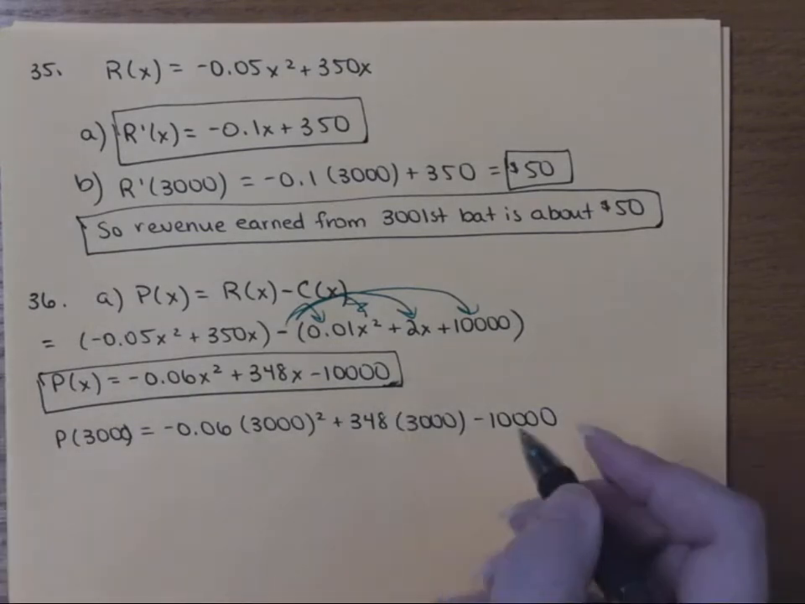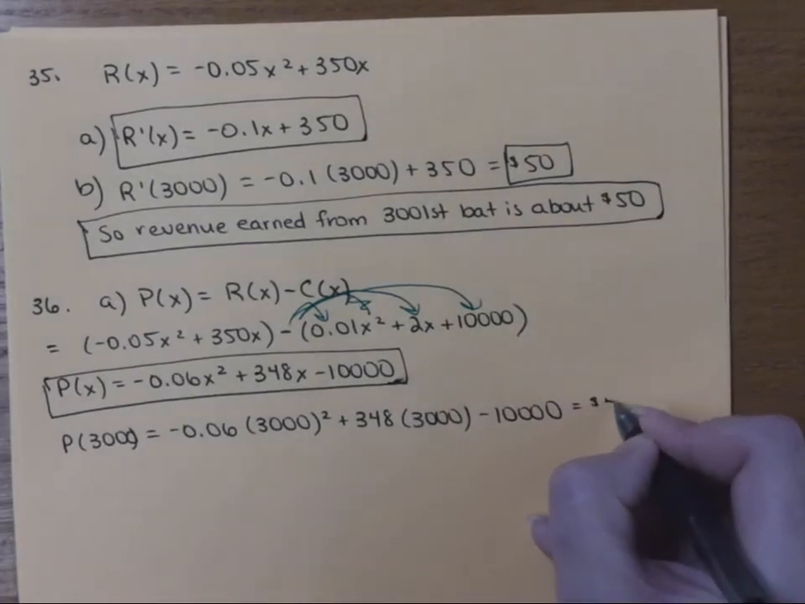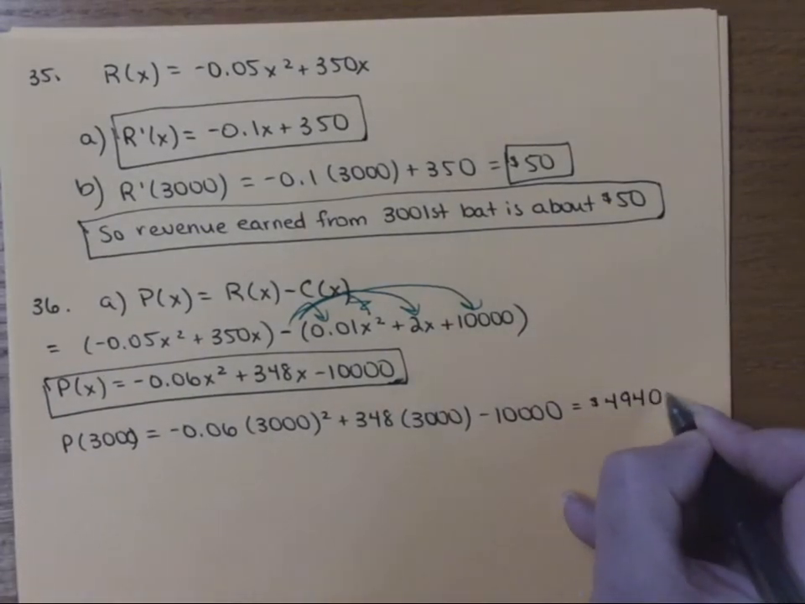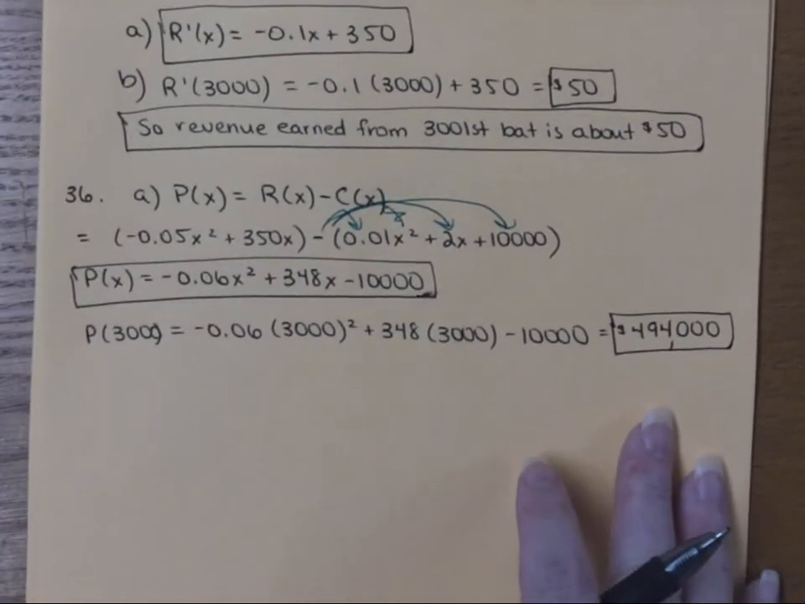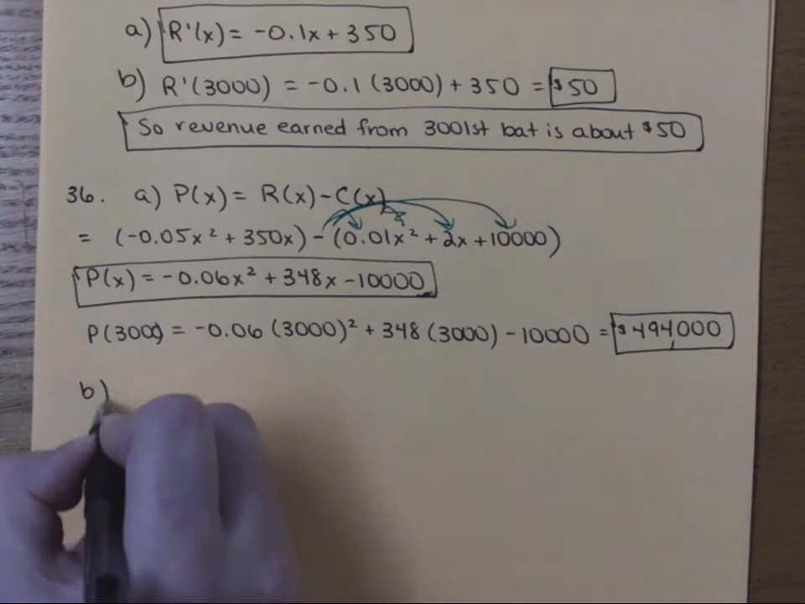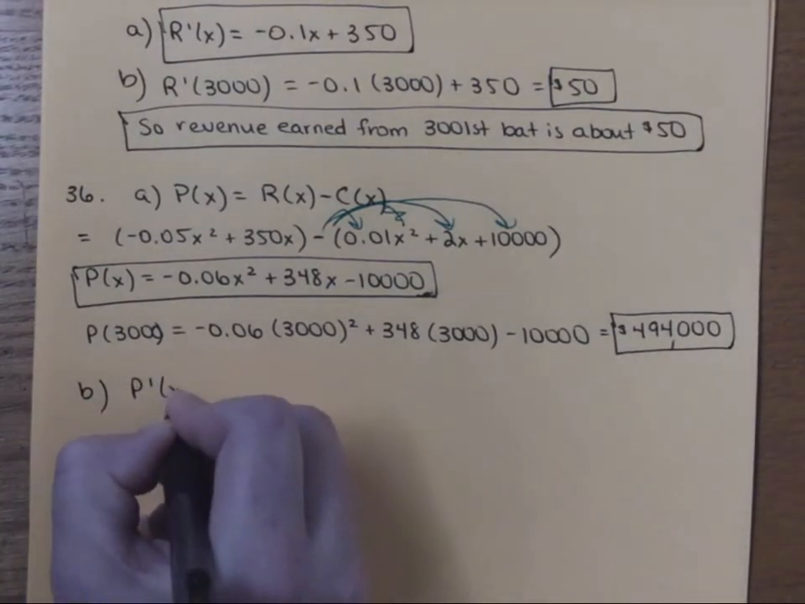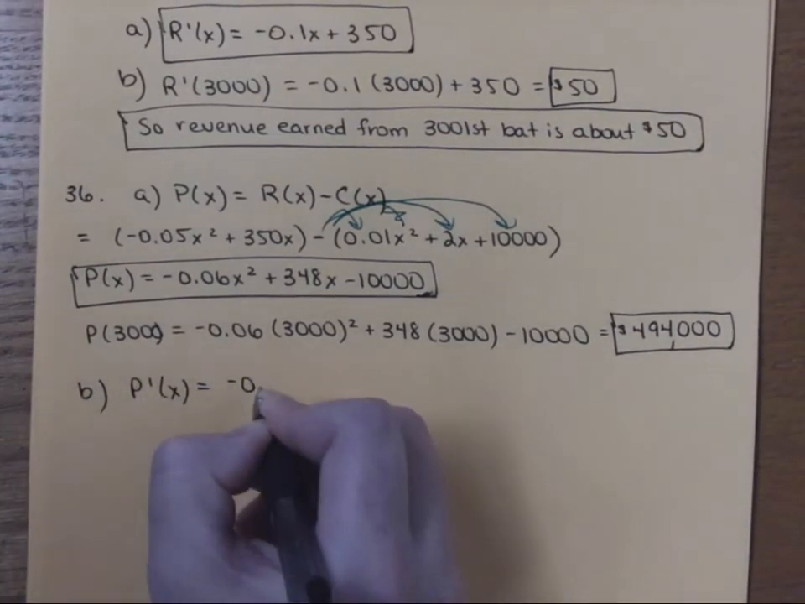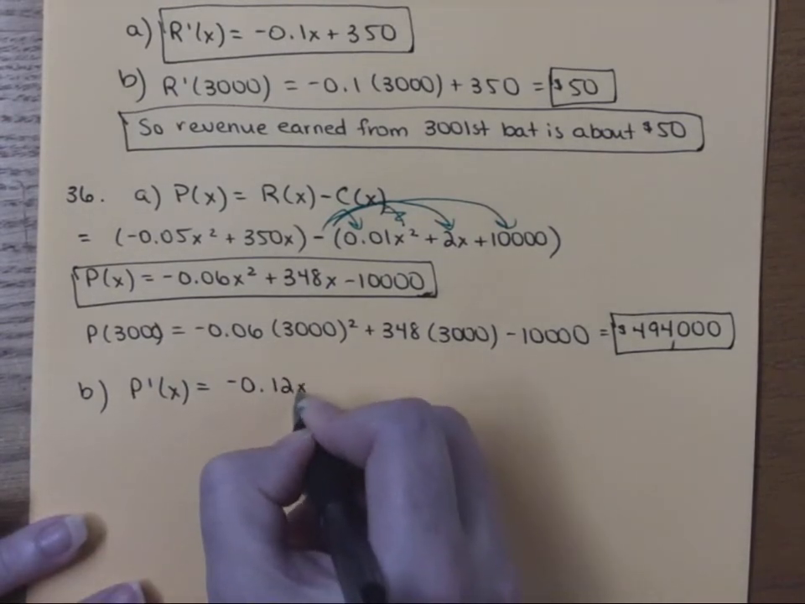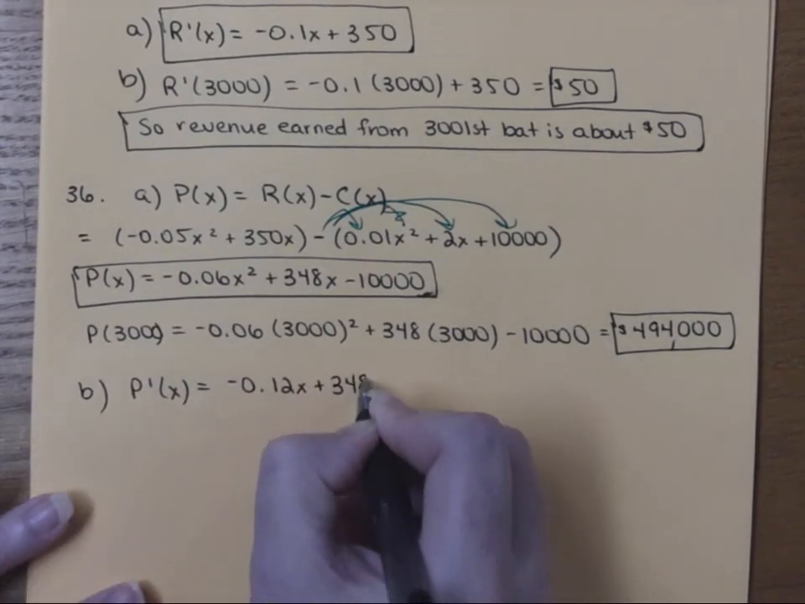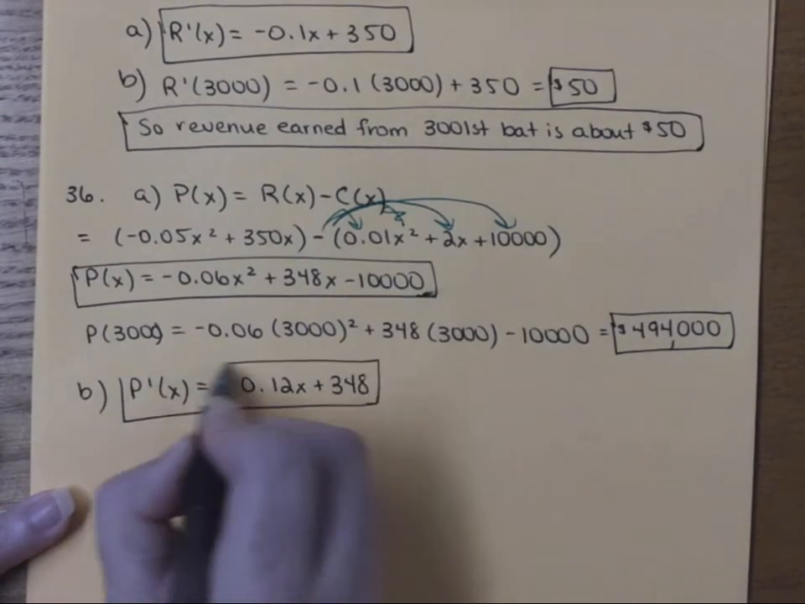So if you plug that in to your calculator, you'll get 494,000. Part B, find the marginal profit function. So one more time, derivative. So it's going to be negative 0.12x plus 348. You just move the powers out to the front, subtract 1 from the power.